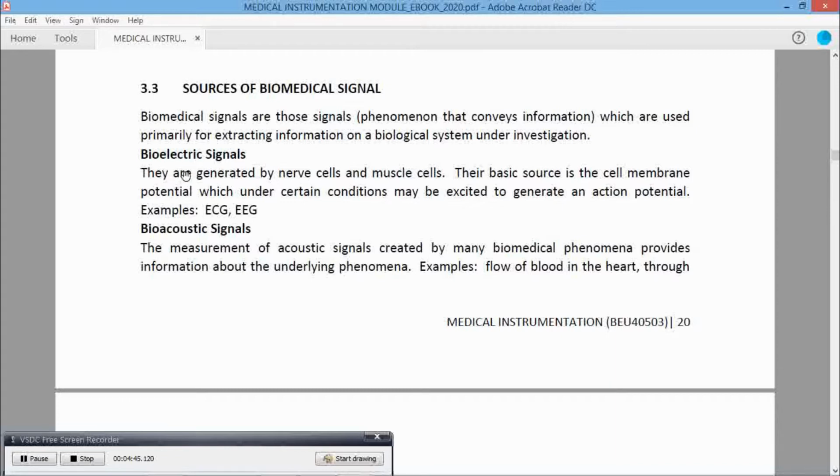So let's look at bioelectrical signals. They are generated by nerve cells and muscle cells. This is very common and easy. You may know that many equipments are available, one of which is ECG, EEG. The basic source is the cell membrane potential, which under certain conditions may be excited to generate an action potential. We have learned, for example, the heart cells, how the ECG reading can be recorded.